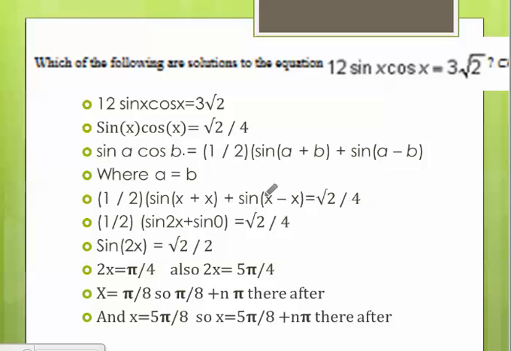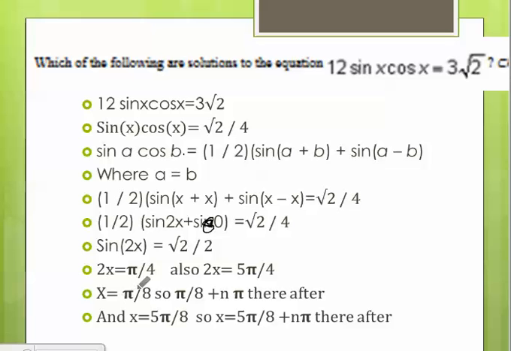Well, this is 0. That's going to be 0 right there, right? So I've got 1/2 of sine 2x is equal to square root of 2 over 4. Well, that means the sine of 2x is equal to square root of 2 over 2. So that means that 2x is equal to pi over 4, because that's when you get square root of 2 over 2. So it also means that 2x is equal to 3 pi over 4.